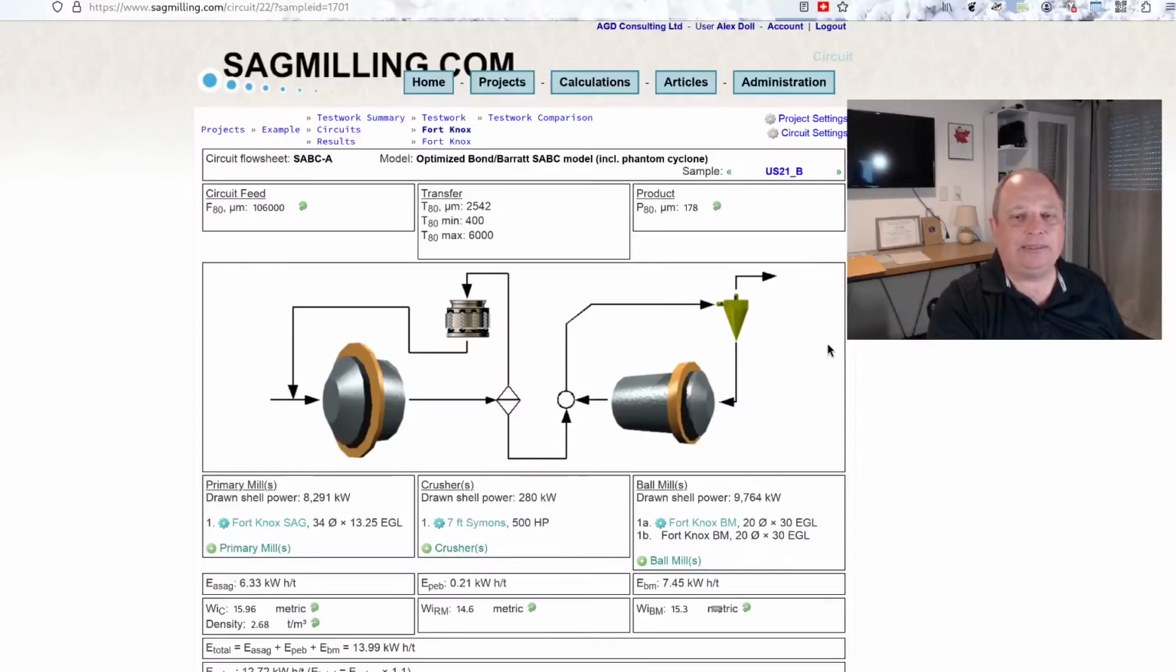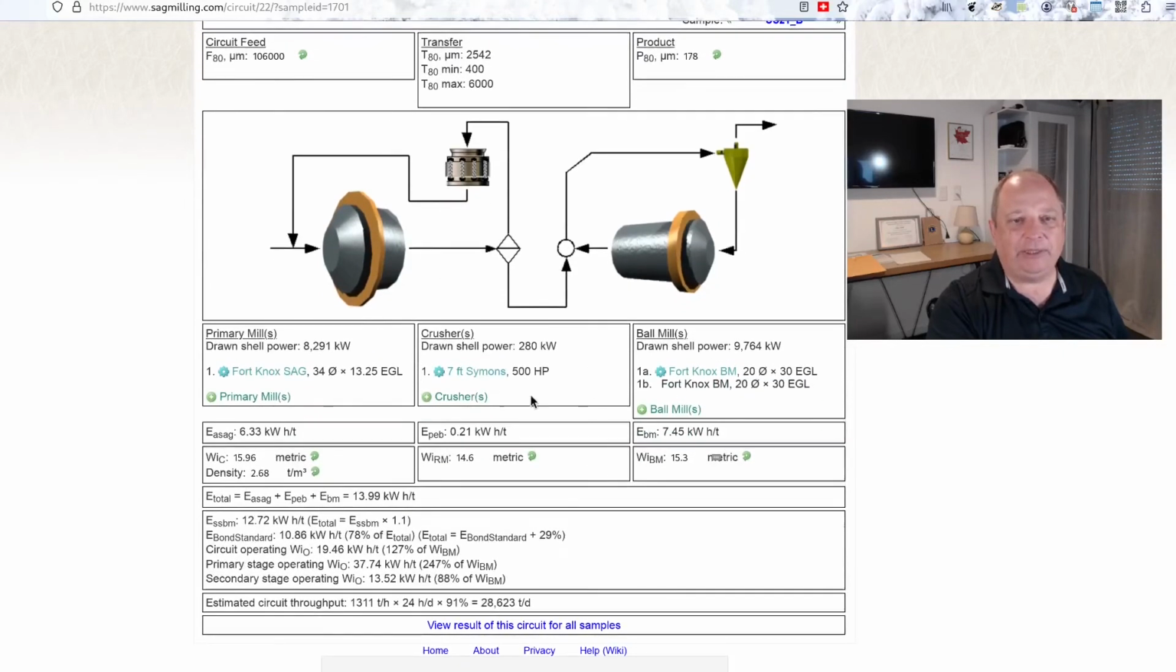So let's look at an example of how we can use operating work index to measure the efficiency of a grinding circuit. I've got here a sagmilling.com simulation of the Fort Knox mine in Alaska. There's some published data out there with their mill sizes and so on. We have the feed size into the circuit. We have the product size coming out of the circuit.